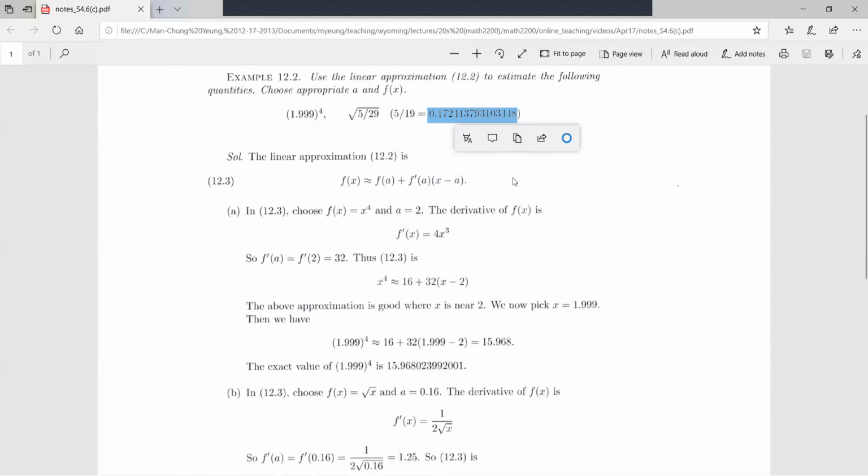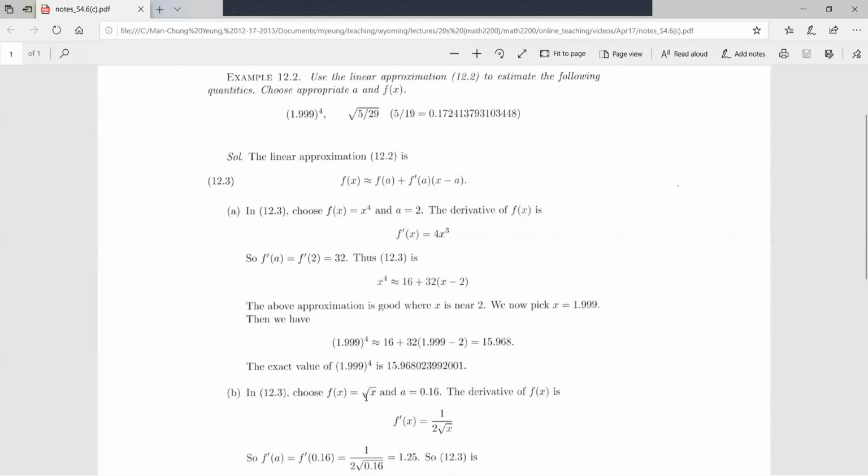Now, what is a? a should be close to x, and the function value should be easy to evaluate at a. I chose a to be 0.16. The function value is very easy to evaluate at 0.16. Now, to use this formula, we need to compute the derivative at a.